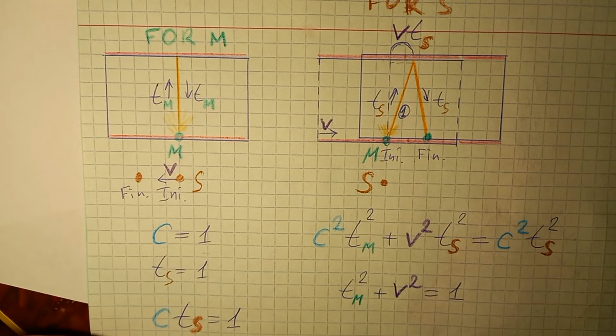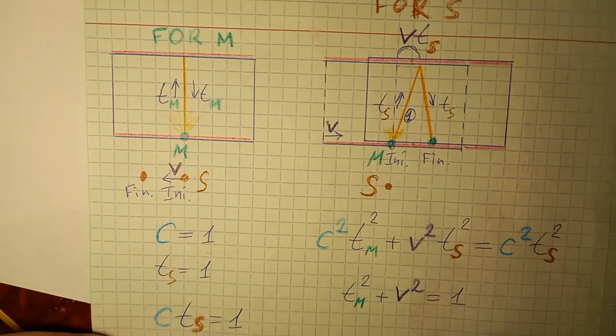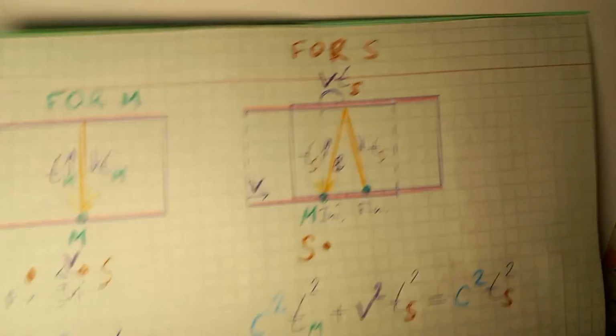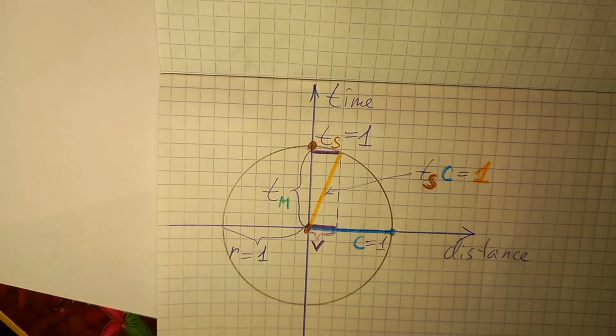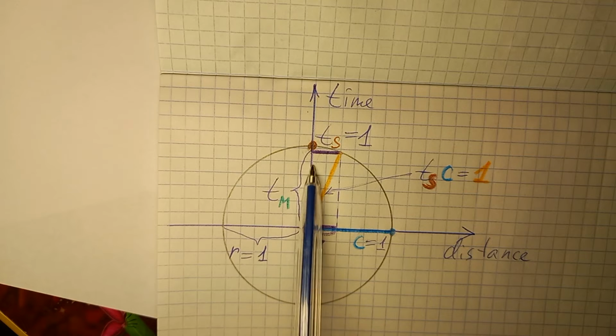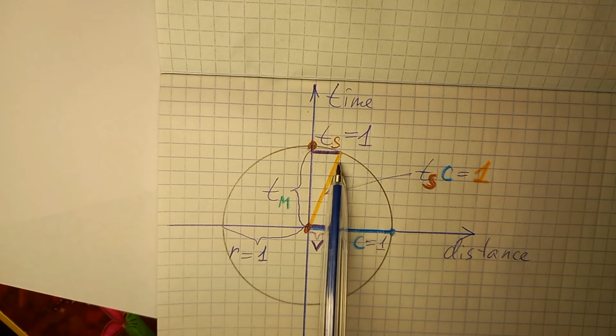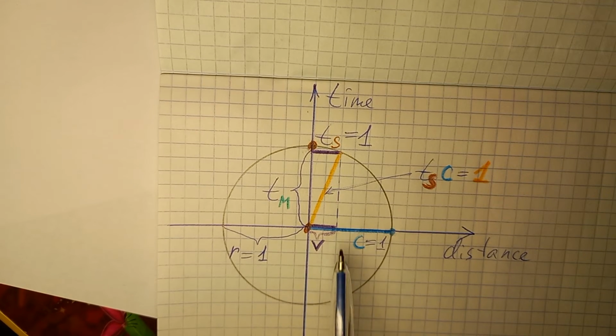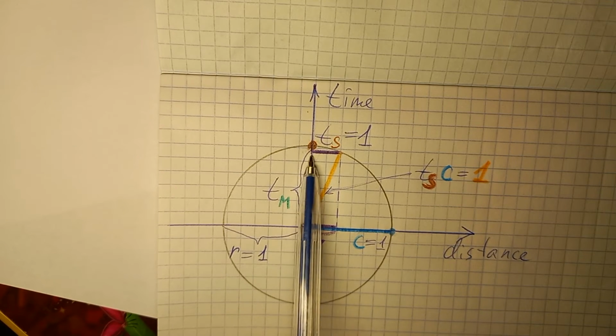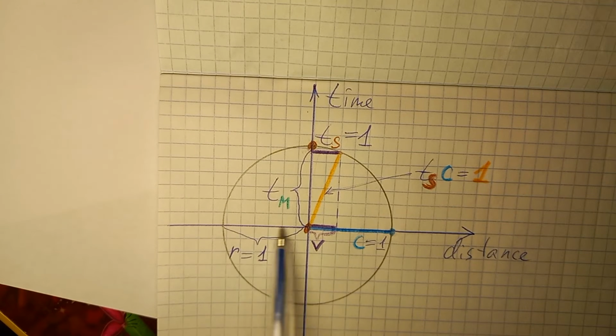which gives us a sense of time visualized through distance, and we can show that through the following diagram. Okay, so c equals 1, ts equals 1, ts times c equals 1. Okay, this is v, this is tm, this is time, this is distance.